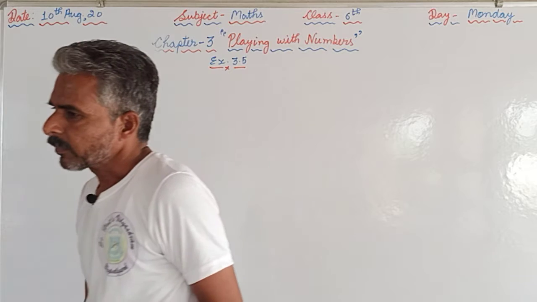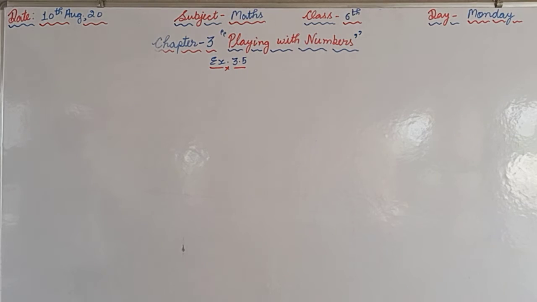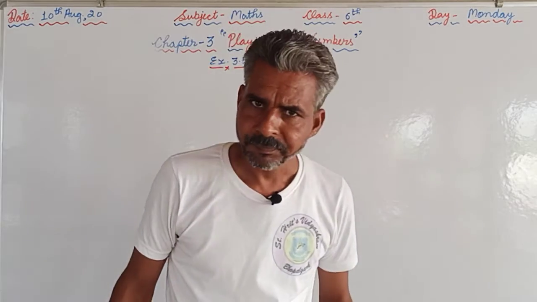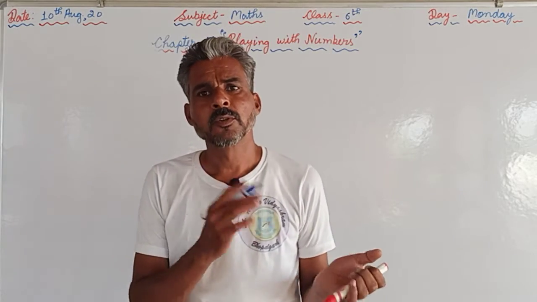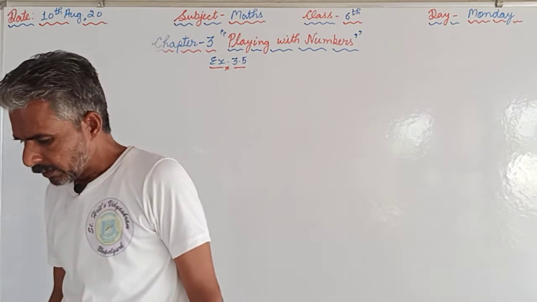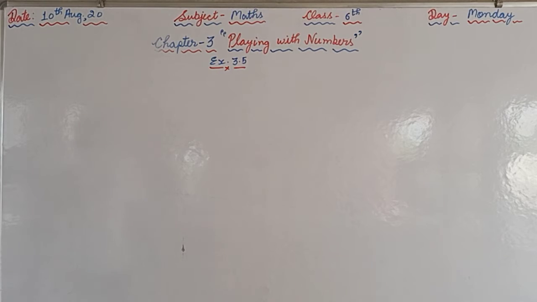So today we will start exercise 3.5, in which the first question is that we are supposed to state true or false for the given statements. The statements are given, we will see whether the statements are true or false. So the first one is, if a number is divisible by 3, it must be divisible by 9.